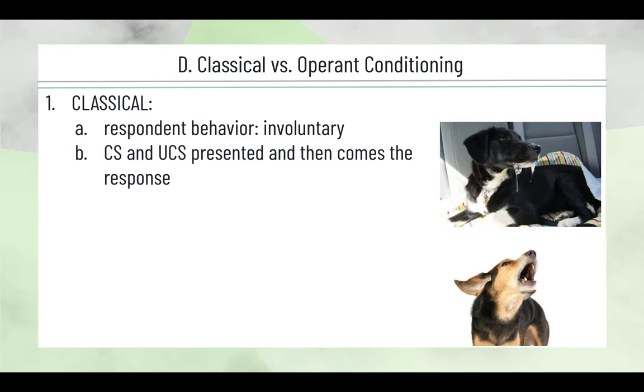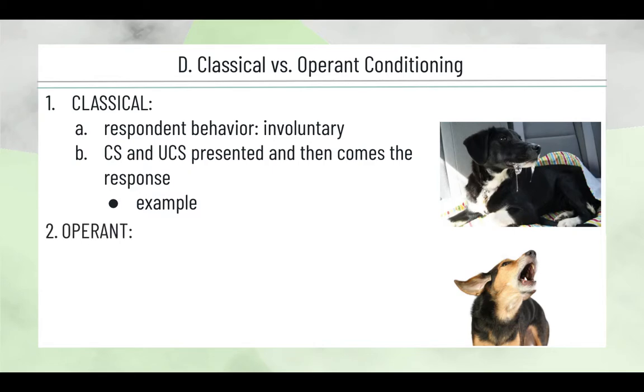Here's what happens: the CS and the UCS are presented and then comes the response. So the stimulus is there and the response follows, which is going to be different than operant conditioning. The example that I really like to use is dogs drooling versus barking. Imagine that you're sitting at the dinner table, and you're eating. The dog sees the food and starts drooling. So the food has to be there in order for the response to take place. So, the food, then the drool.